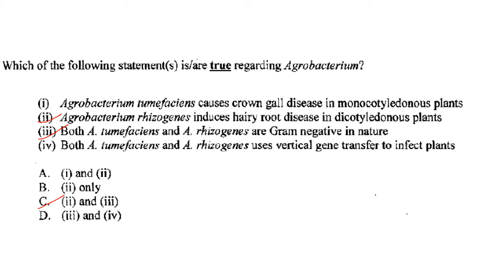Then next one, which of the following statements is or are true regarding Agrobacterium? Agrobacterium tumefaciens causes crown gall disease in monocotyledons. It is not monocotyledons, it is in dicotyledons. Then Agrobacterium rhizogenes induces hairy root growth in dicotyledonous plants. That is correct. Then both Agrobacterium tumefaciens and rhizogenes are gram-negative in nature. That is also correct. Both use vertical gene transfer to infect plants. They use horizontal gene transfer, not vertical gene transfer. So 2 and 3 are the only correct ones. So the answer is option C.